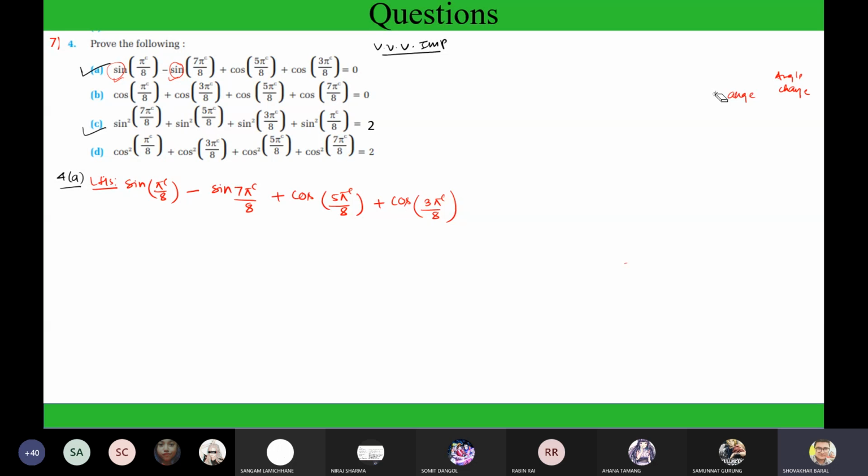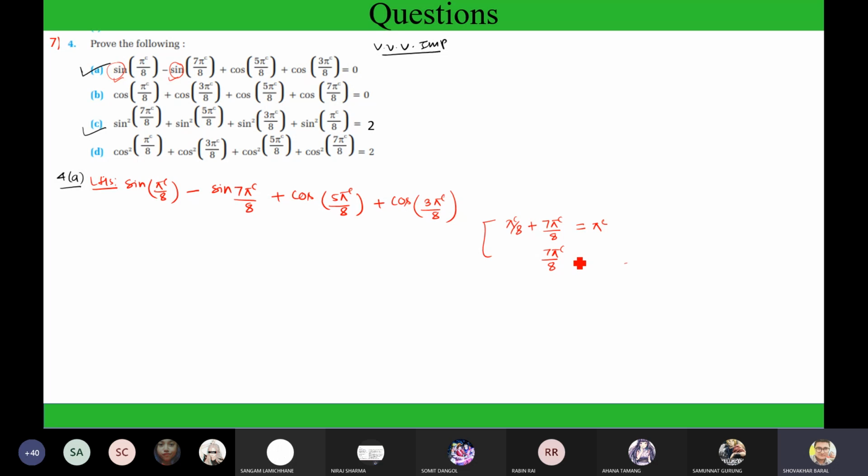Complementary छ भने, what we can say, the sum must be 90 degree, that is pi by 2. So let me solve the pair here. Pi by 8 plus 7 pi by 8, दुईटा एंगल जोड्यो भने what will be the sum? The sum will be 8 pi by 8 that is equals to pi, that is 180 degree.